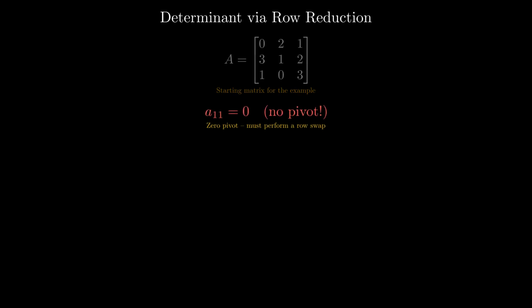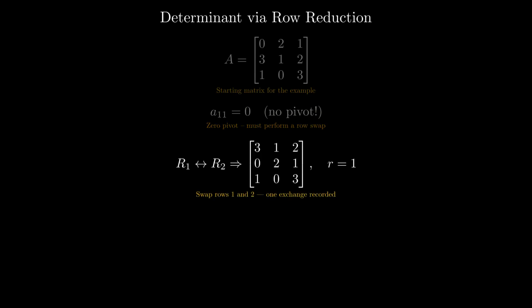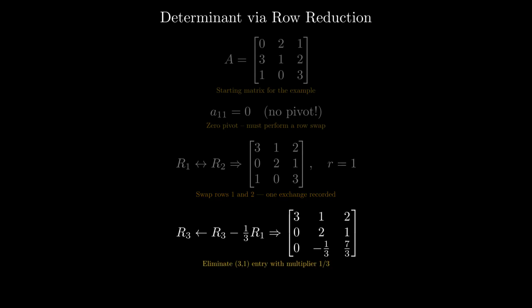Let's work through an example that requires a row swap. Our matrix A has rows 0, 2, 1, then 3, 1, 2, then 1, 0, 3. Notice the top left entry is 0, so there's no pivot available in that position. We need to swap rows 1 and 2. After the swap, row 1 becomes 3, 1, 2, and the matrix is now 3, 1, 2, then 0, 2, 1, then 1, 0, 3. We've done one exchange, so R equals 1.